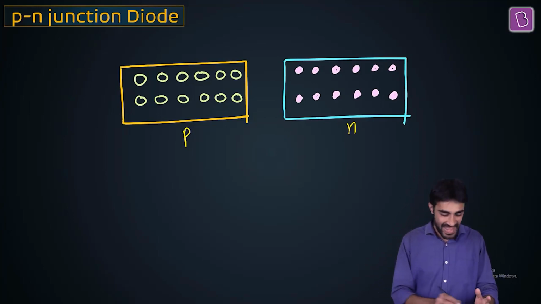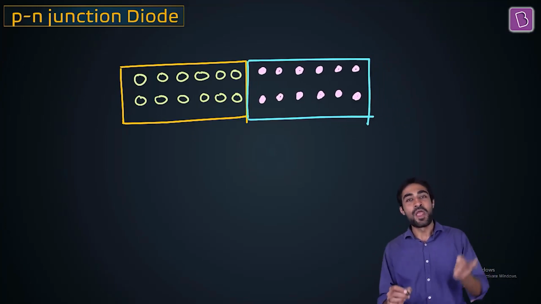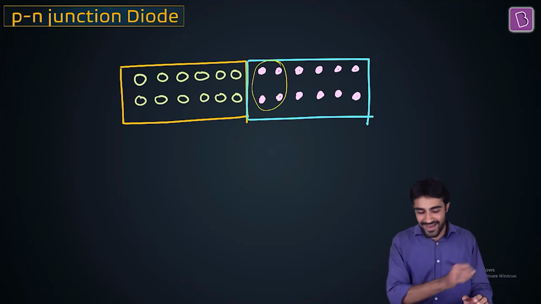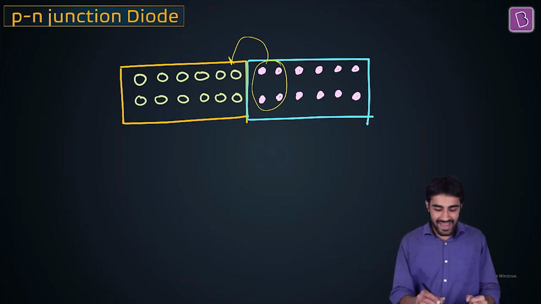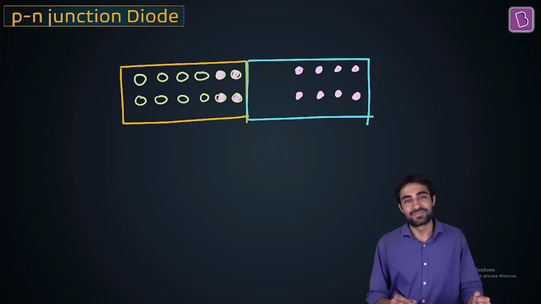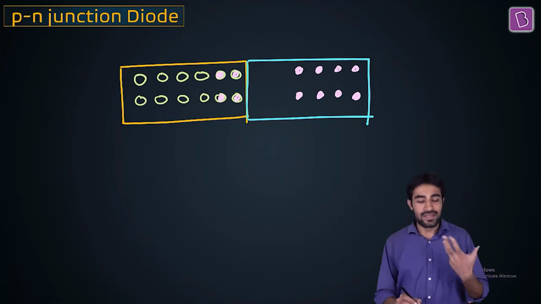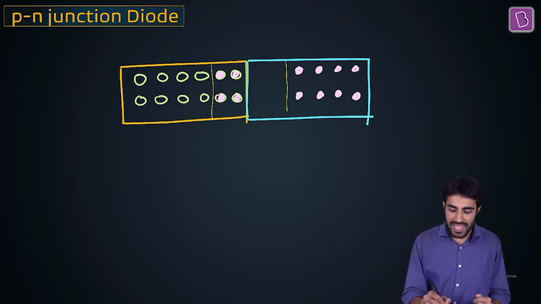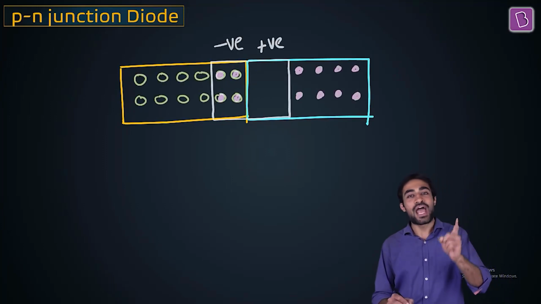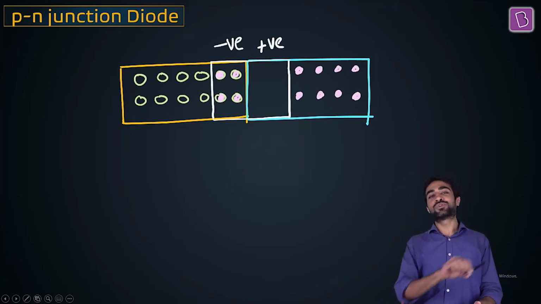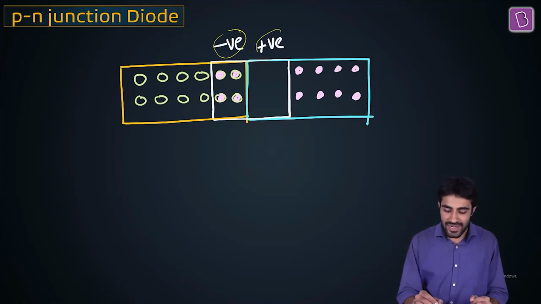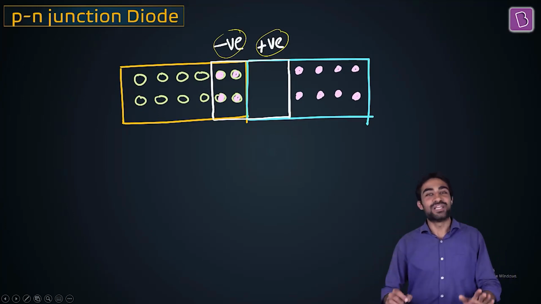Now we will do something. We will attach them. Boom! What do you think will happen? Well, some excess electrons from the N side can flow into the P side and fill up these holes. So these holes are filled. Now on the N side, there is a lack of electrons in this portion and there is an excess of electrons on the P side. So we have created a region known as the depletion region. In the depletion region, there are no excess charge carriers, but one side is negatively charged and the other side is positively charged. This is our depletion region.